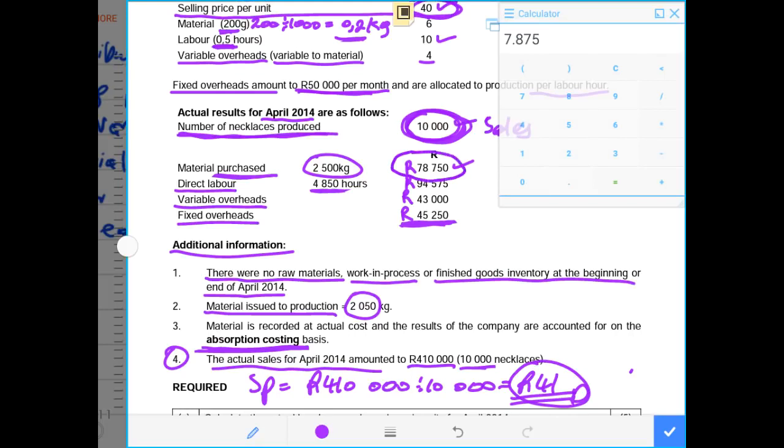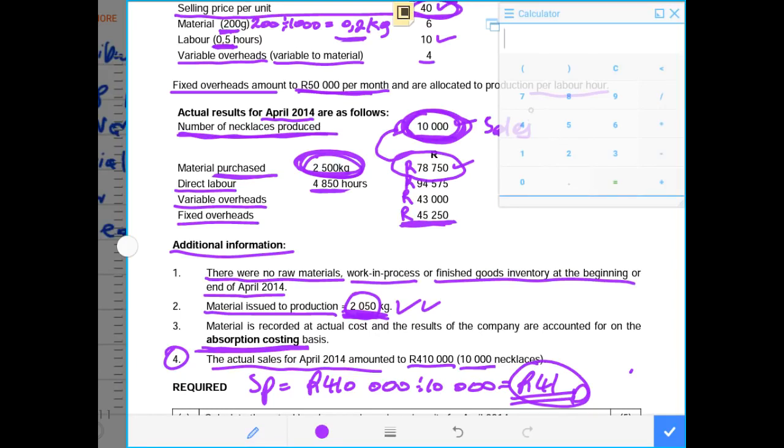I want to stop there and redirect your attention, because I know most students will just take this cost and divide it by the units, and this answer is incorrect. It is incorrect because although we purchased 2,500 kgs of material, we only used 2,050 kgs of material. So when we are calculating the cost of material per unit, we need to calculate on the value of the 2,050 kgs of material that contributed to the production of the 10,000 units.